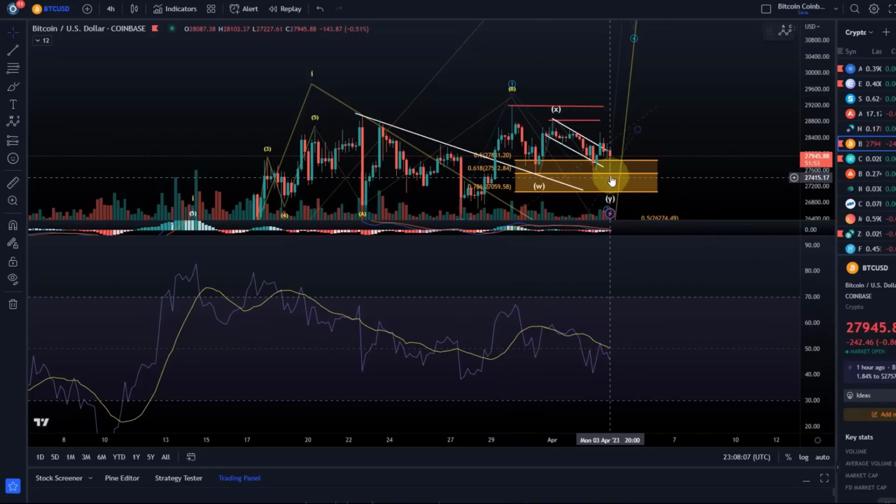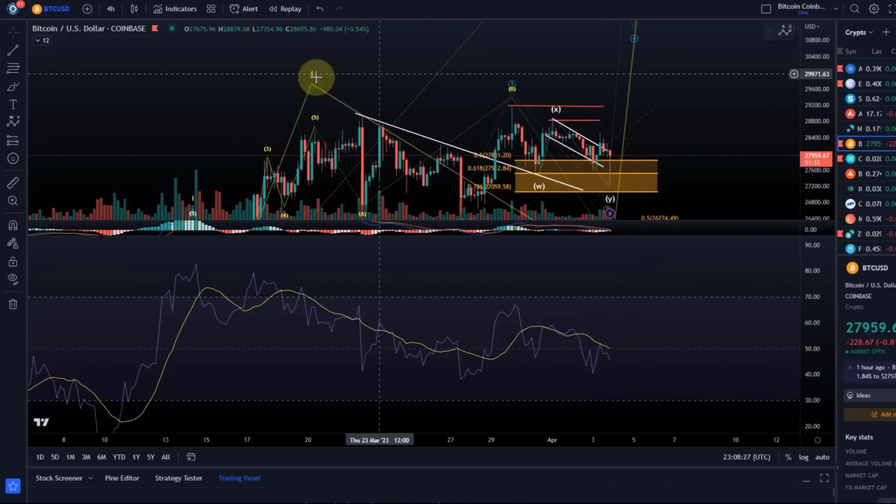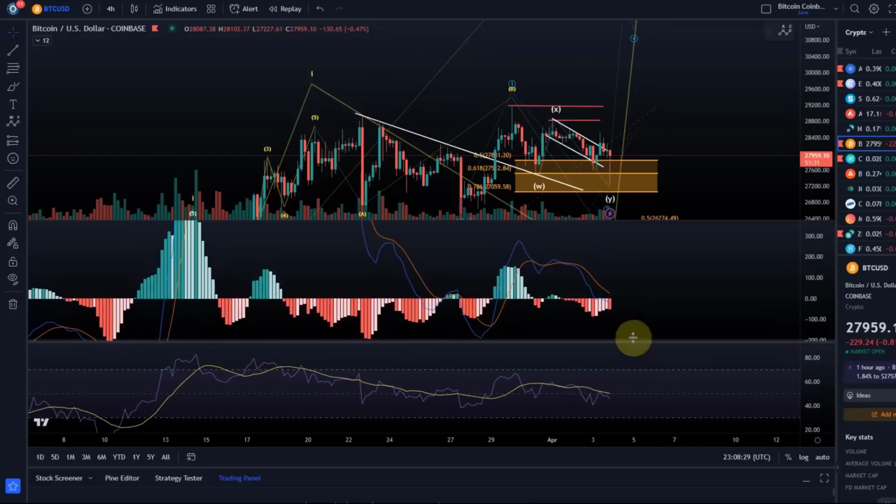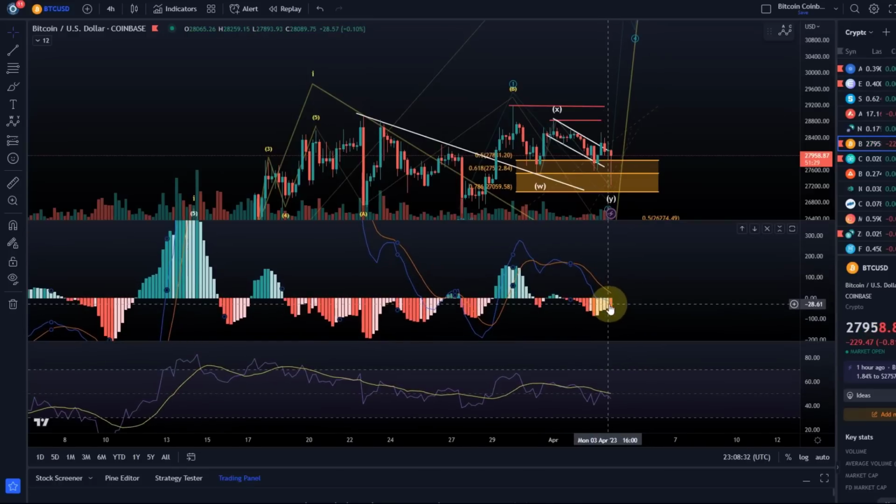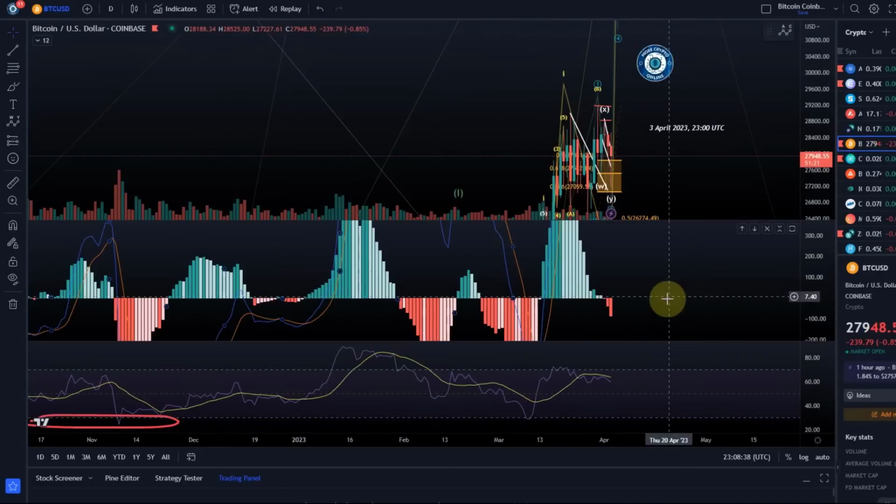Let's see. Yeah, between this low and this low, basically between the 27,560 low and the 27,230 low, we see price obviously making a lower low, indicator making a higher low. Nothing too substantial. And the MACD is actually reducing increasing negative momentum. But again, that might change if that 4-hour candle is closed.